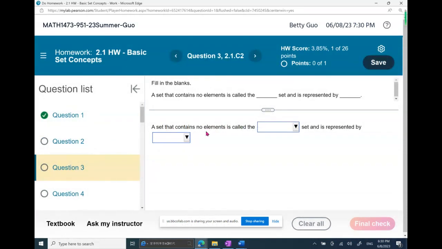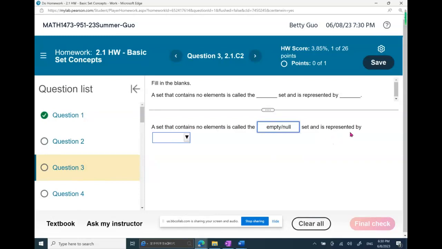A set that contains no elements is called the what? You could put in the empty freezer set, and it would be good. Or the fridge. Yeah. Ready for the dinner?